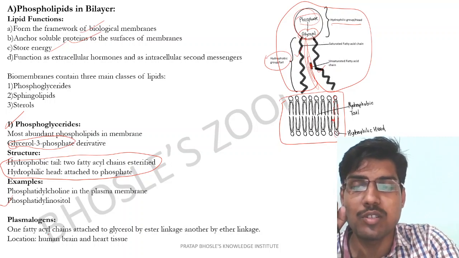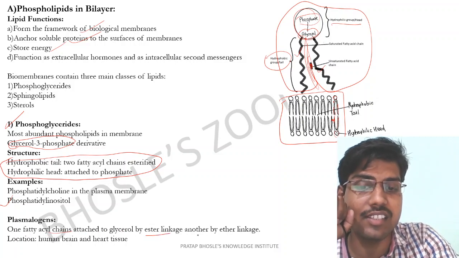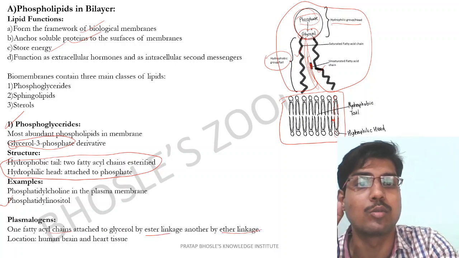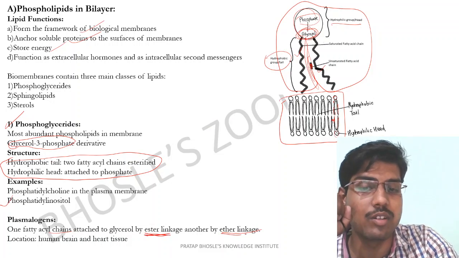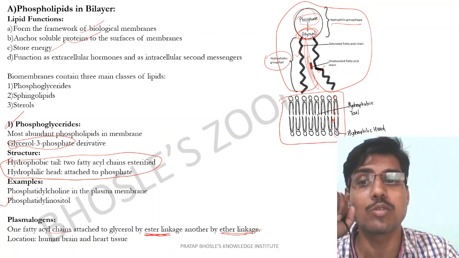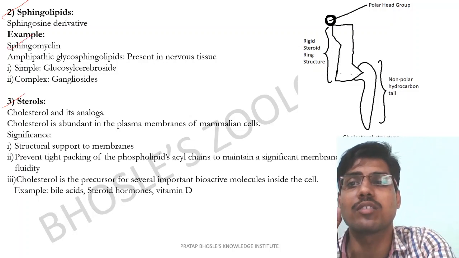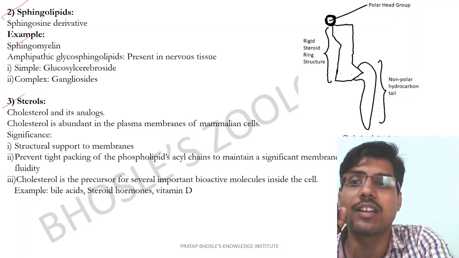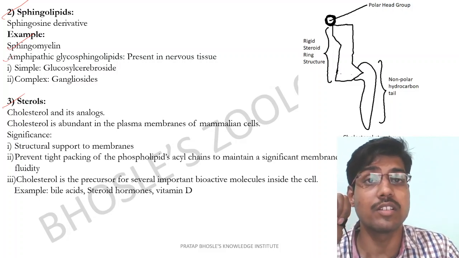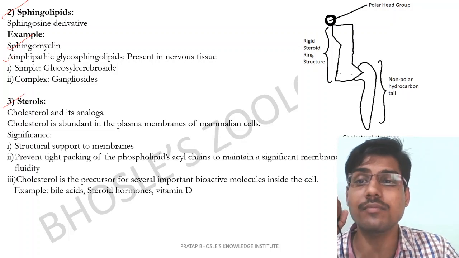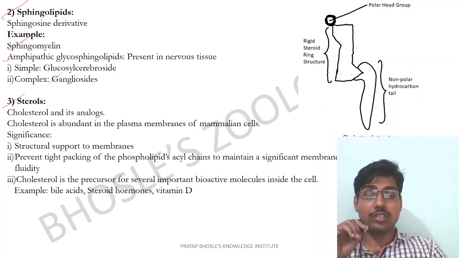Then the plasmalogen has one acyl chain attached to glycerol by ester linkage and another by ether linkage. To this glycerol, one chain is attached by ester and one by ether linkage. So these are the plasmalogens, phosphoglycerides. The sphingolipids are what? Sphingosine derivatives. An example is sphingomyelin. Or you can give another example of amphiphilic glycosphingolipids, which are present in the nervous tissue, called glycocerebrosides or gangliosides. So these are the sphingolipids.